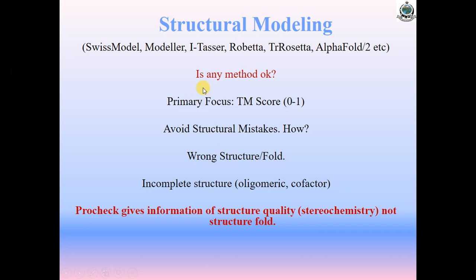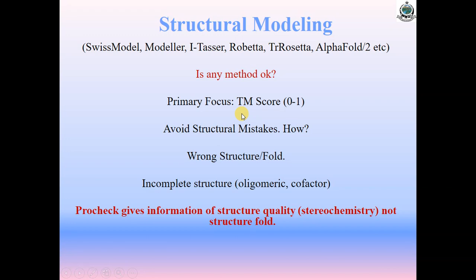So the first question is, is any method okay? For me, the answer is no, because some of the methods, for example, trRosetta, the tr actually means transmembrane Rosetta. So trRosetta is basically designed for transmembrane proteins. So if your protein is a transmembrane and you are dealing with I-TASSER or Modeller or Swiss model, you may hit bad luck. The same way, what is TM score? Many people are using the Swiss model or Modeller or anything, but they ignore the TM score. Actually that is called template modeling score, and it has a value in your modeling.